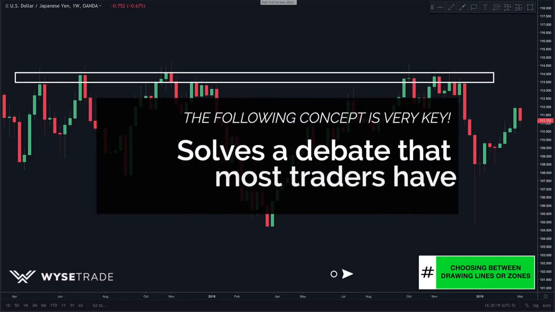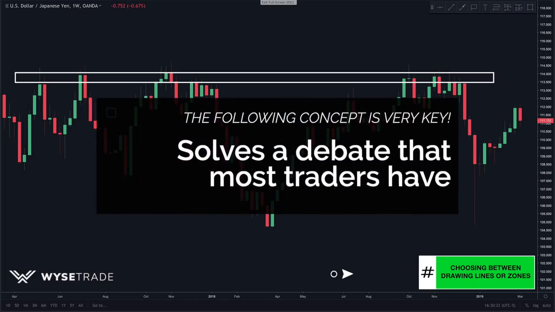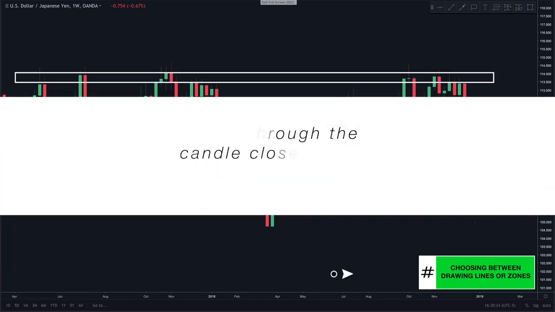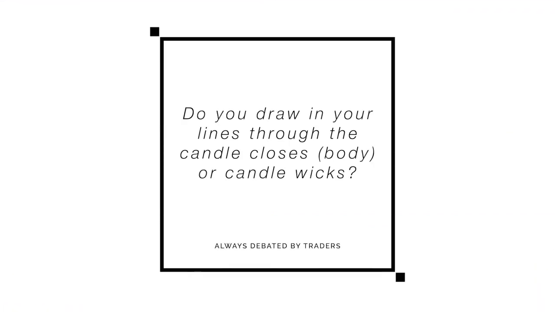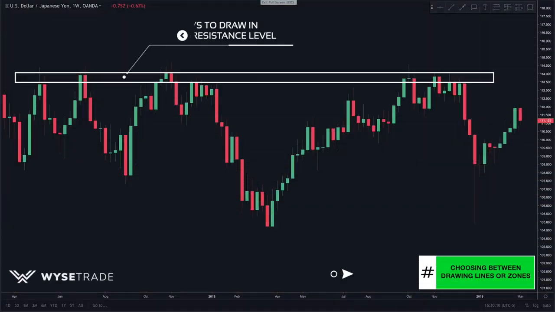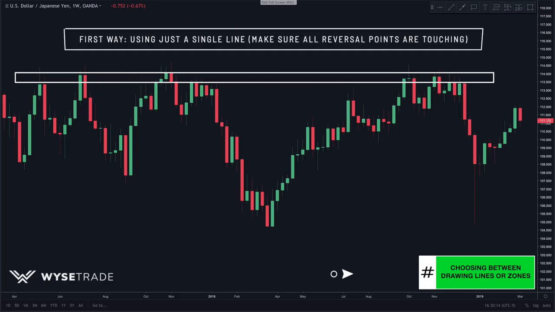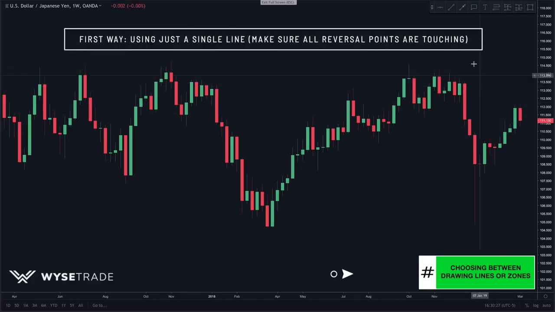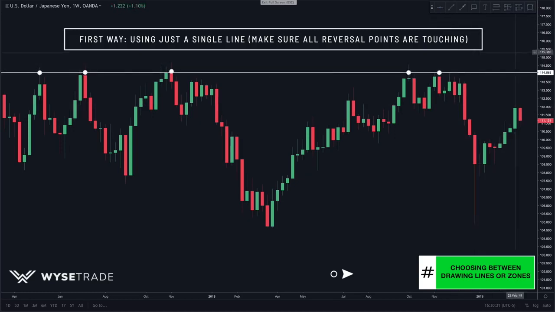Now, the concept we're about to show you also helps solve another debate that most traders have, which is, do you draw in lines at the candle closes or do you draw your lines in through the candle wicks? So there are 3 ways to draw in your lines for this top level here. So the first way would be to draw in a single solid line, which works well when you can get all the reversal points touching the line.